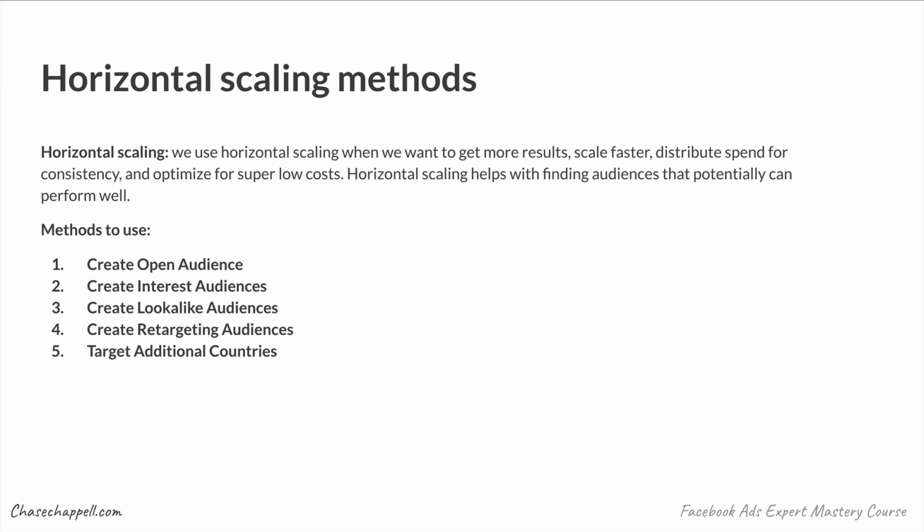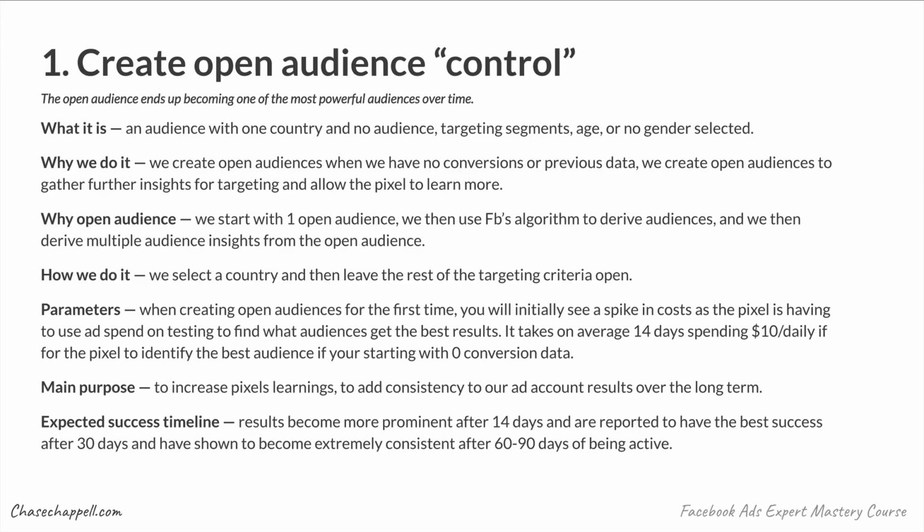Horizontal scaling helps with finding audiences that can potentially perform well. Not all of them will, but that's the point of horizontal scaling: so that we can find more audiences to later scale linearly. So this is the prerequisite to scaling linearly. The methods we use in horizontal scaling are: create open audiences, create interest audiences, create lookalike audiences, and create retargeting audiences and target additional countries, all in this module today.